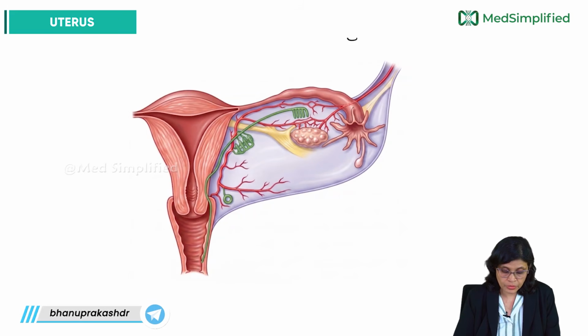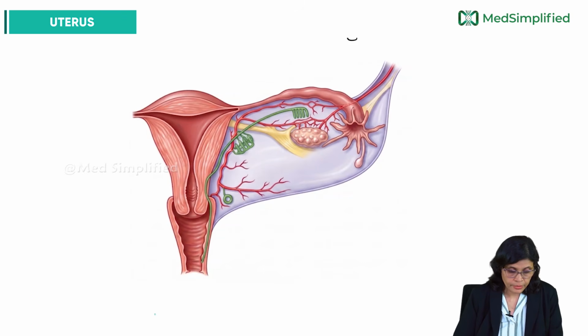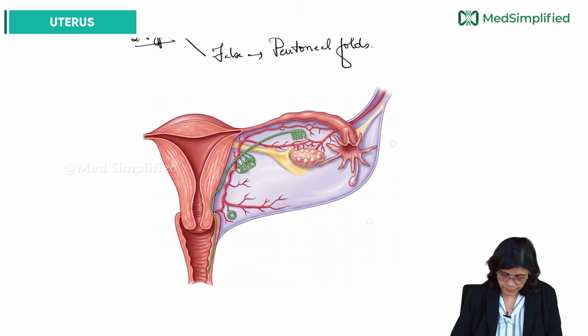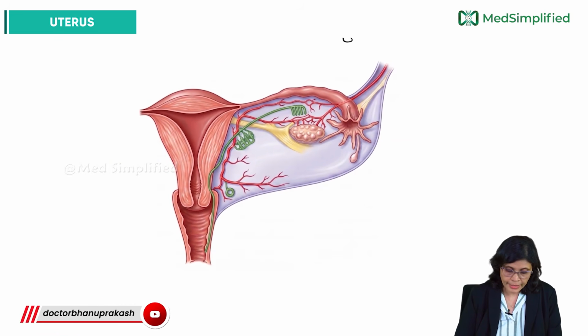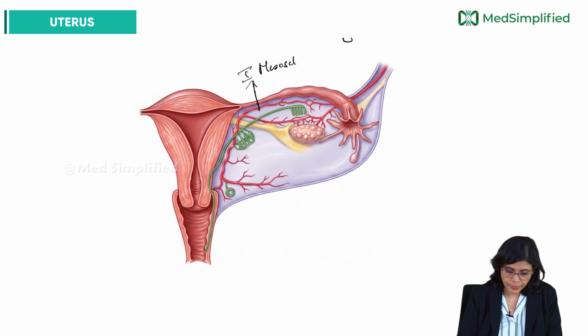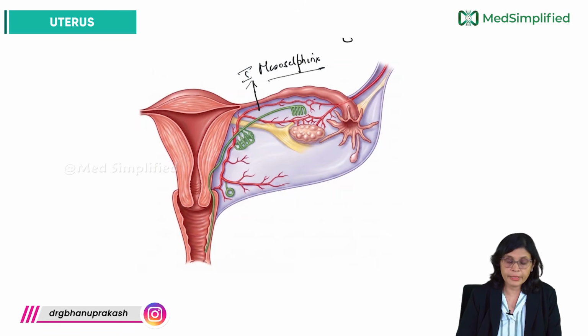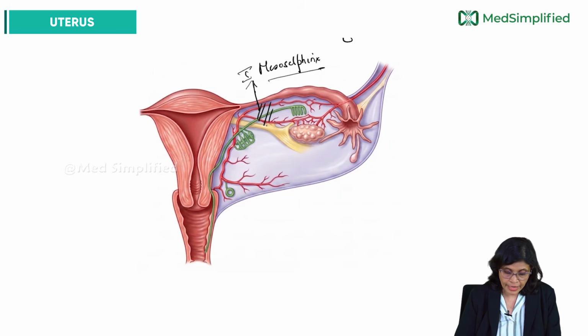Mesosalpinx is a part of the broad ligament. It is the portion of the broad ligament that is between the fallopian tube. Here I can show you. It has four parts. The first part is this portion here, between the uterine tube, which we call the mesosalpinx. It is the portion of the broad ligament between the uterine tube, the fallopian tube, and the ligament of the ovary. So this portion is mesosalpinx. Then we have the mesometrium.